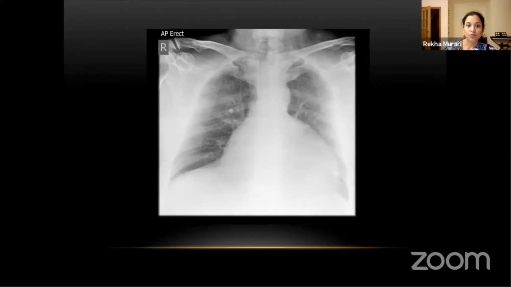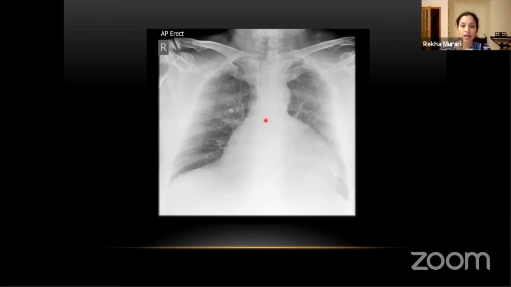Okay, so moving on to the next one. Any ideas what this is? Someone has said cardiomegaly. Yes, I agree. Tamponade. Yes, very good. Heart failure. Right, there is some congestion. Pericardial effusion. Yeah, perfect. So this is a case of pericardial effusion.